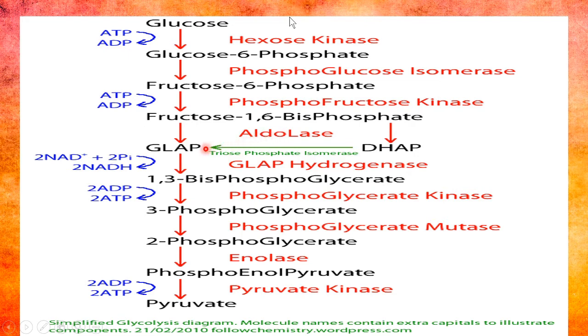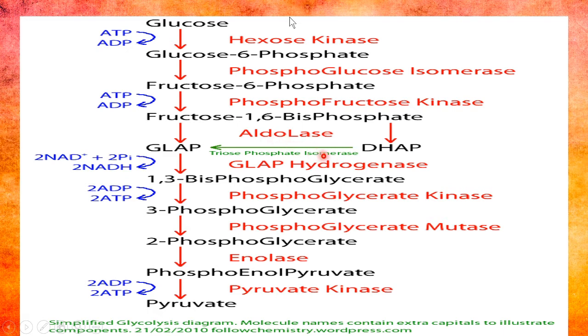Fructose 1,6-diphosphate, or bisphosphate, splits into two molecules of triose phosphate. These are known as 3-phosphoglyceraldehyde and dihydroxyacetone phosphate. This reaction is also called cleavage, and it occurs in the presence of the enzyme aldolase.